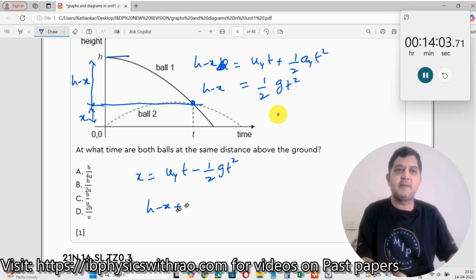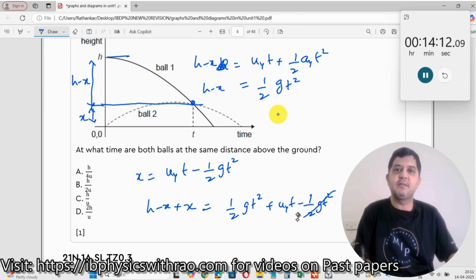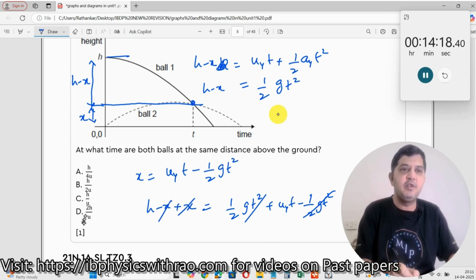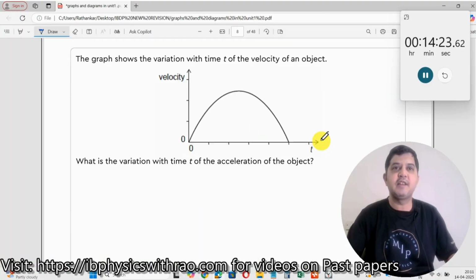h minus x plus x. When I do this, what do I get? I get half g t square plus uy t minus half g t square. It goes away, so you get uy t. x goes away. You get the answer as t is equal to h by uy. H by u. Where is h by u? H by u is answer C. Let us go on to the next one.